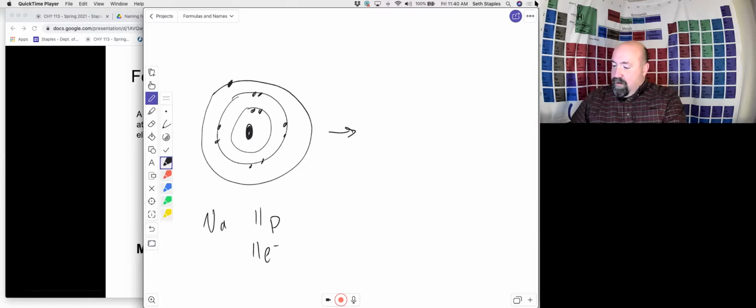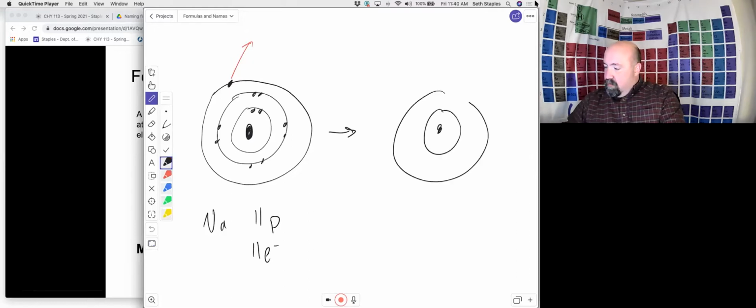Now, what's actually going to happen is one of these electrons here on the outside is going to be completely removed from the sodium atom. So once that electron is removed, all the others are still there. We haven't touched the other 10 electrons. Those are still there. And we haven't touched our number of protons.